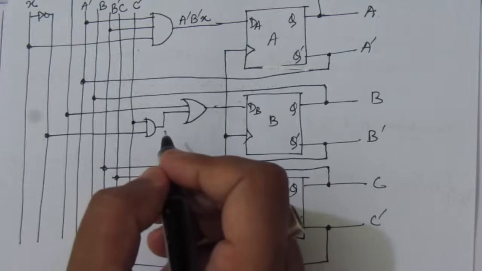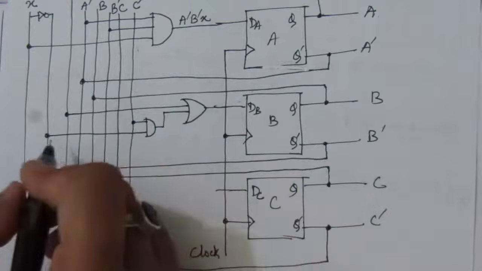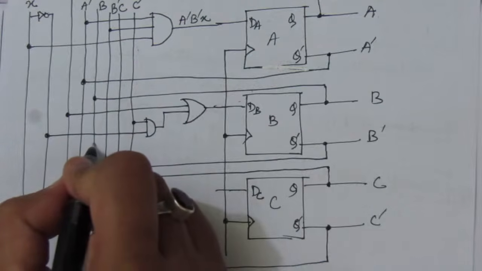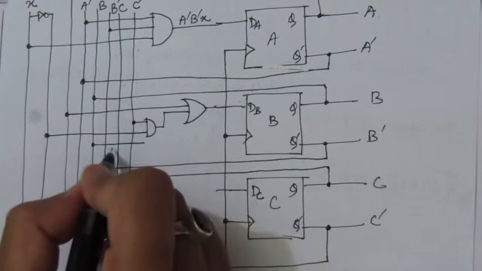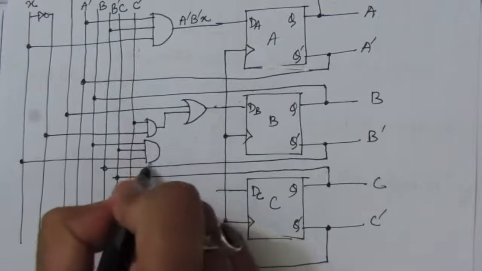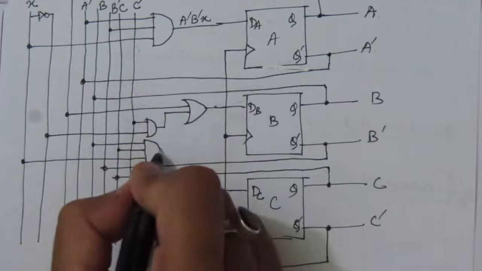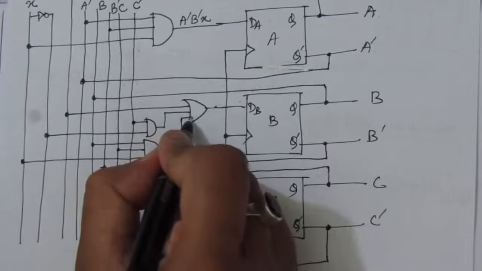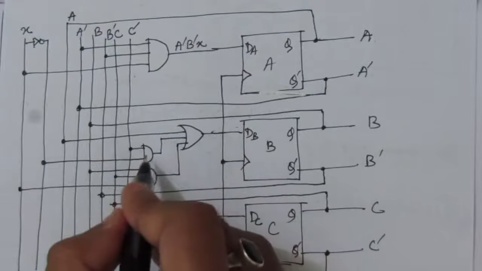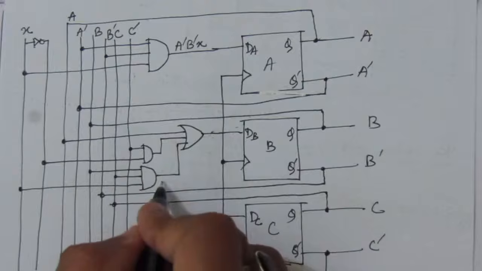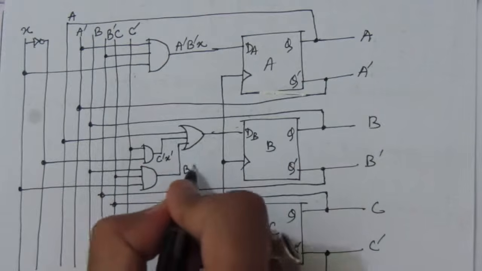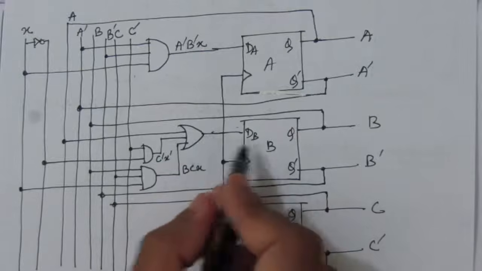Now we have to find out the BCX. So take a line from B. So this line is B, and from C, and then from X. So use an AND gate. Here we'll have BCX, and this will be the input of this OR gate. Okay, so here we have got A, C bar X bar, and BCX. So this DB input is this one.